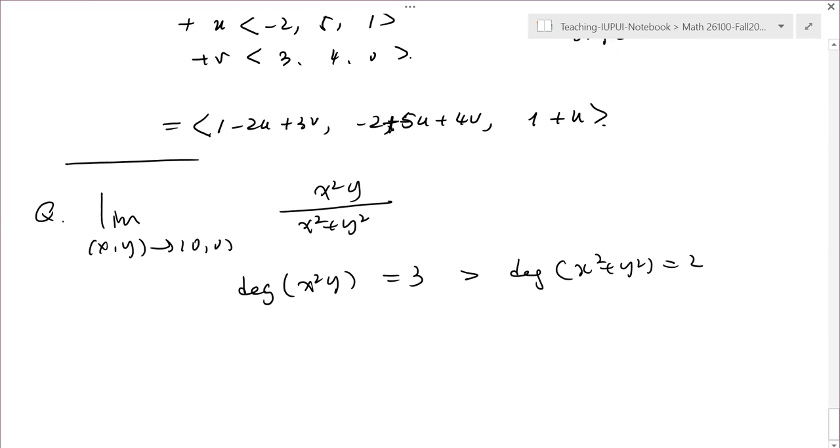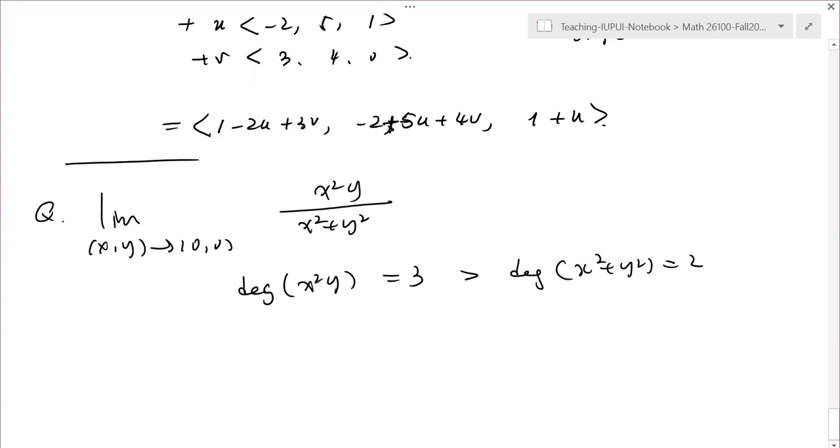So I think the numerator approaches 0 faster than the denominator. So I'm pretty sure the limit is going to be 0. The question is, how do you prove it? If you take an arbitrary line, that's not the proof actually. For any arbitrary line going through the origin, the limit is going to be 0.